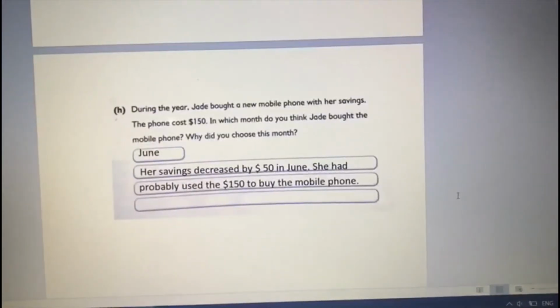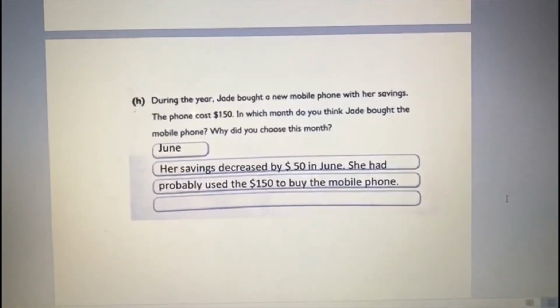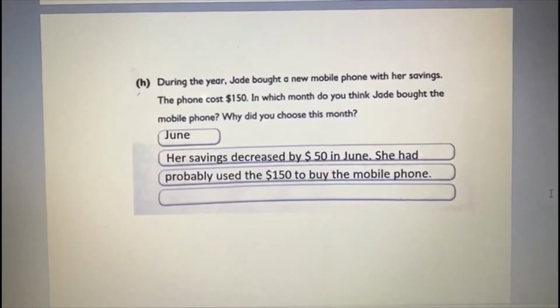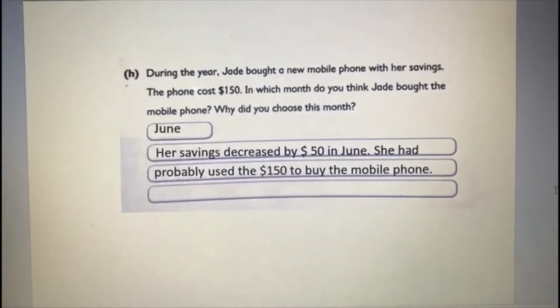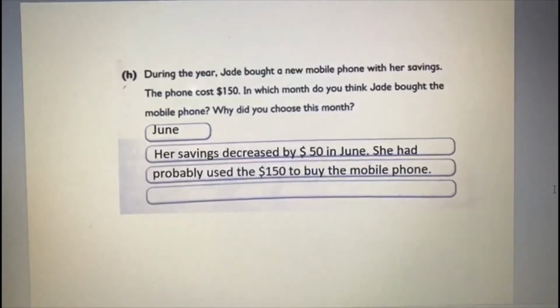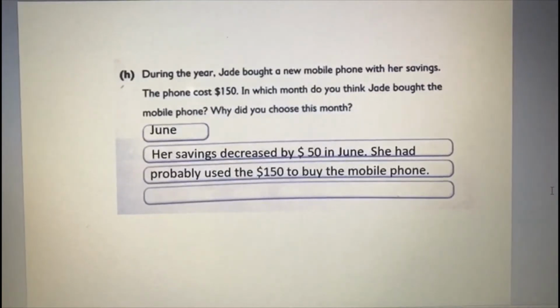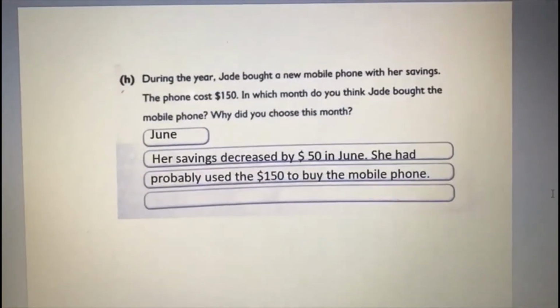Then the last question. During the year, Jade bought a new mobile phone with her savings. The phone cost $150. In which month do you think Jade bought the mobile phone? Why did you choose this month?